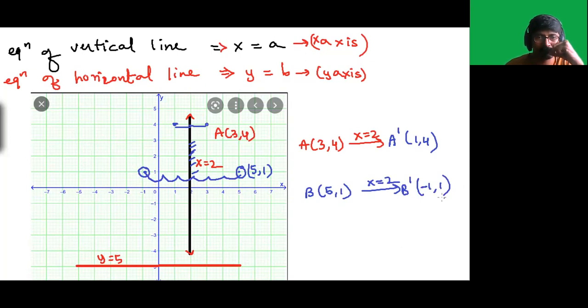Anyone has any doubt? Okay, if the point is over here, C is (0, -2). When it reflects under the line x = 2, it will come 2 units on the other side. So it will become (4, -2). I hope you understood this.